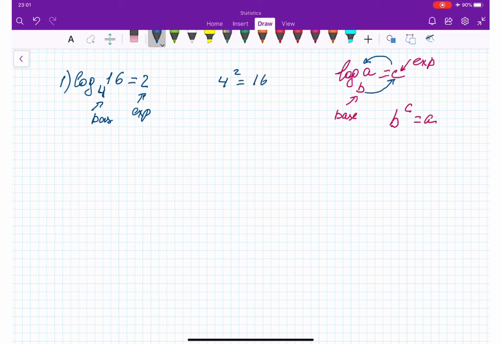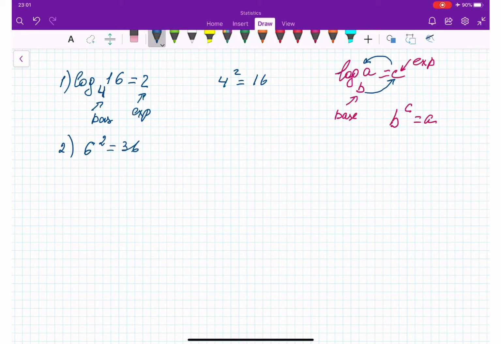Okay, question number 2. Write in logarithmic form. So we are going now to do vice versa. We have exponential format: 6 to power 2 is equal 36.